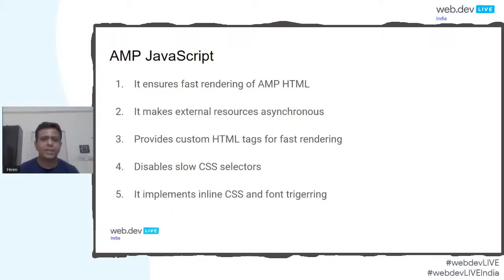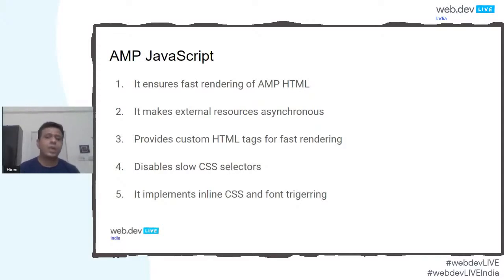So there's a prerequisite for creating an AMP page, which is that you have to implement all CSS inline. It also implements font triggering, because font loading is also a very time-consuming operation. If you are using any third-party font in your application, it will load the font and then accordingly adjust the layout and so many things. So that is also a time-consuming process. So what AMP JavaScript does is implement inline CSS and font triggering.